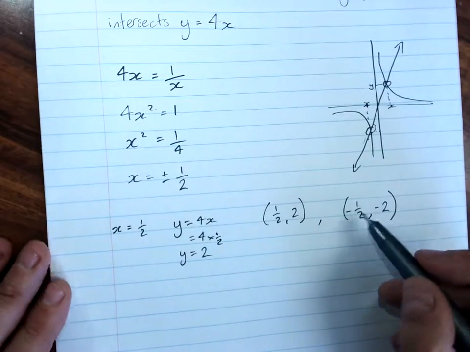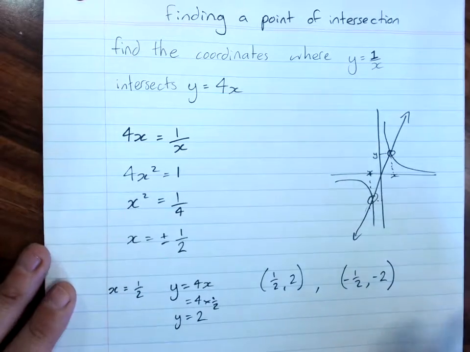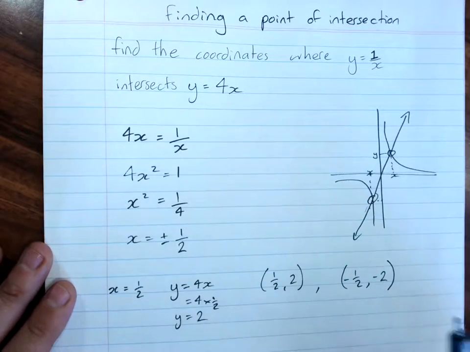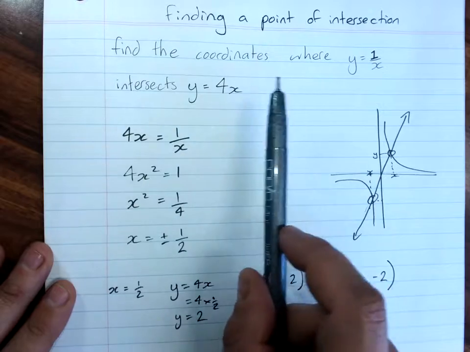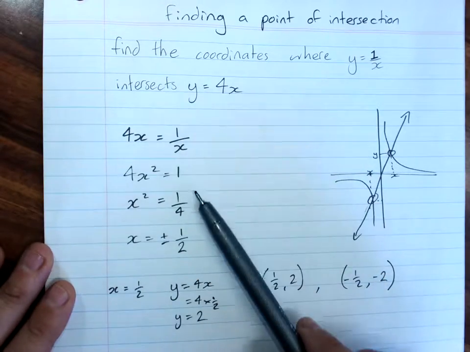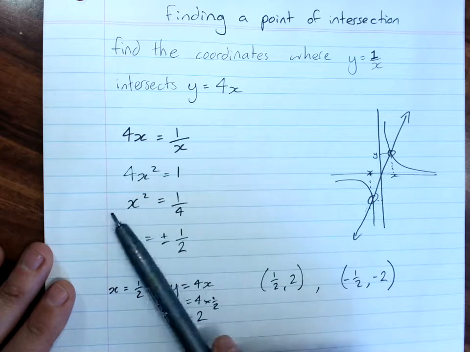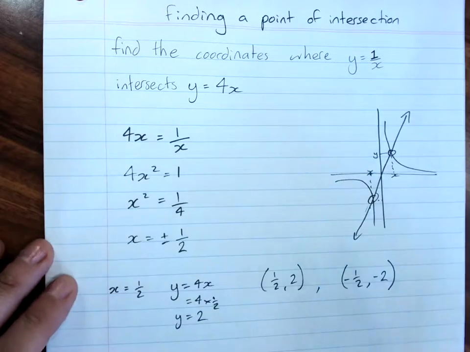So you could show the working for that if you were being very meticulous. But anytime you've got a graph and you're asked to find the point of intersection, remember that will mean the two y values are equal. Solve them simultaneously, and remember, if you've got x squared, when you take the square root of each side, you're going to end up with a positive and negative option.